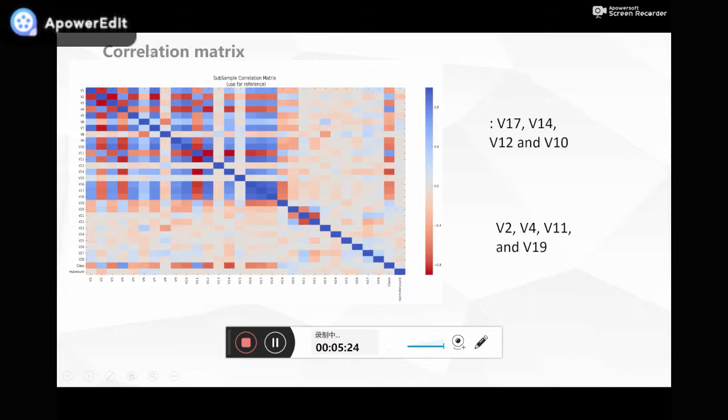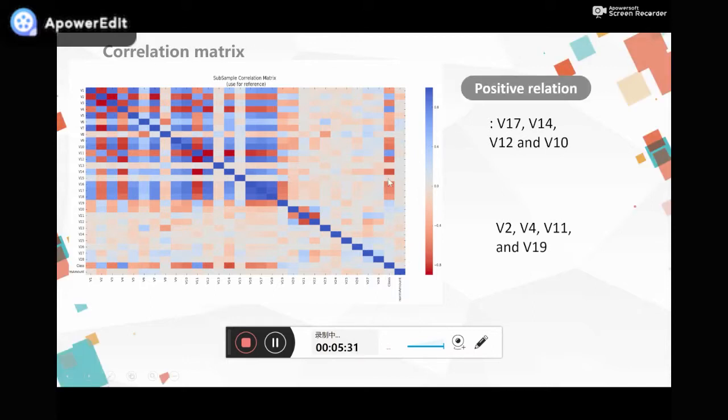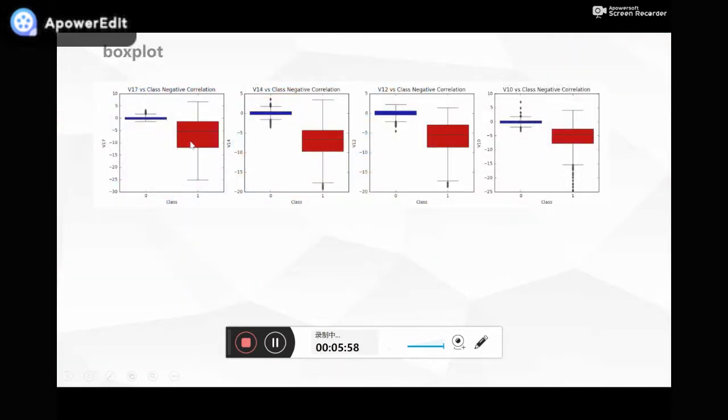Then we use the correlation matrix to see the relationship between the variables. We have positive relationships and negative relationships. A positive relationship means that if these variables are high, there is a higher possibility of a fraud transaction. For a negative relationship, if these variables are low, there is a higher possibility of a fraud transaction. We can also see this relationship in the box plot, which is also a really good way for us to detect outliers. We can see obvious outliers here. Before constructing the model, we will remove these outliers.